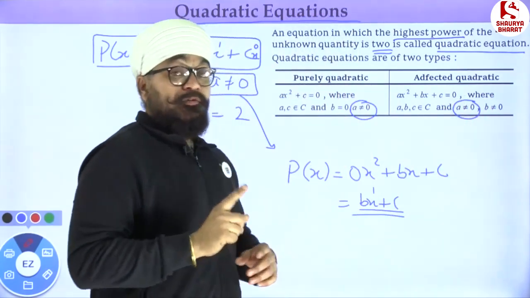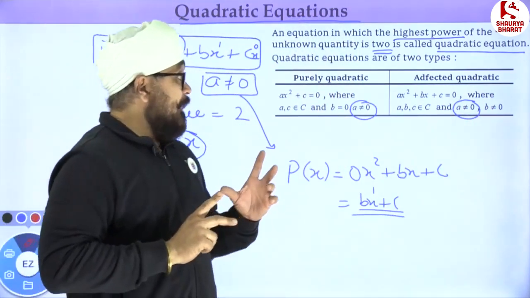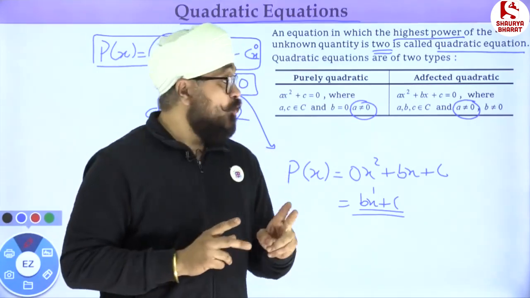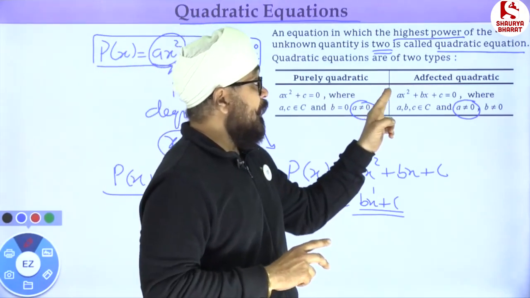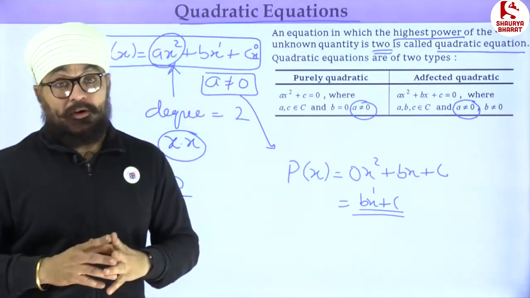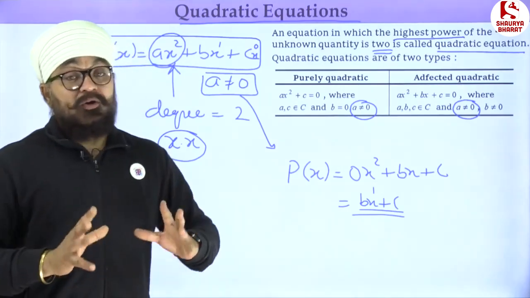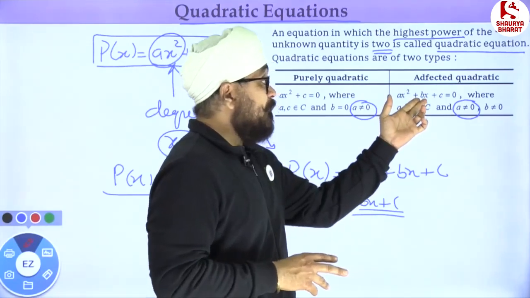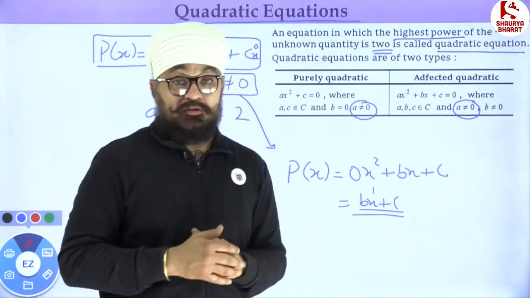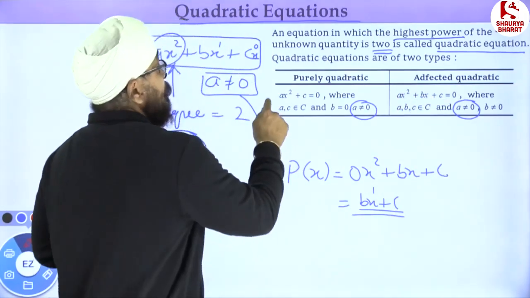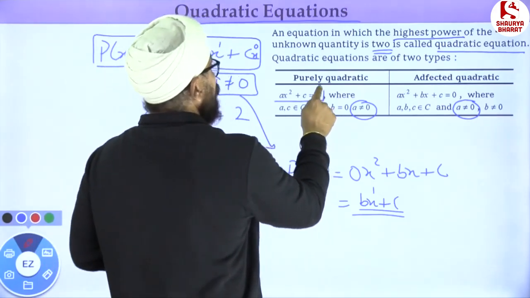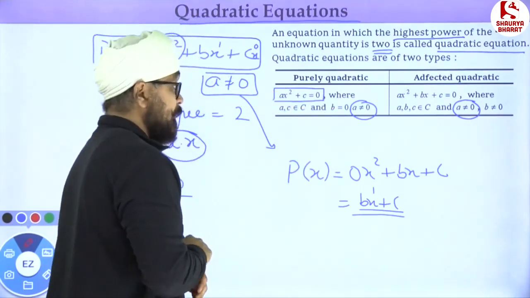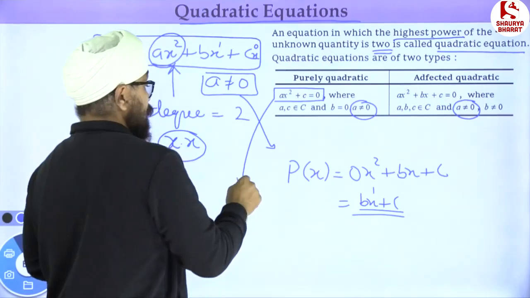And one more thing we have to keep in mind, that they are of two types. One is known as purely quadratic, the other one is affected quadratic. You can say a quadratic where we are having the highest power 2, but the power 1 and power 0 are also available, we say this one as an affected quadratic. Pure quadratic means the single power term is not there.